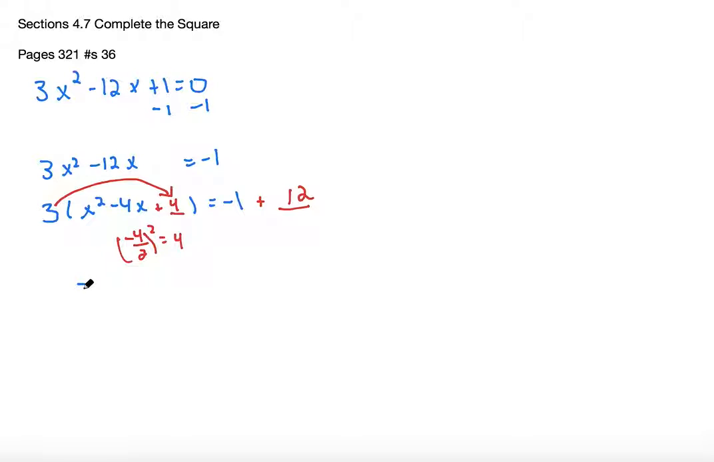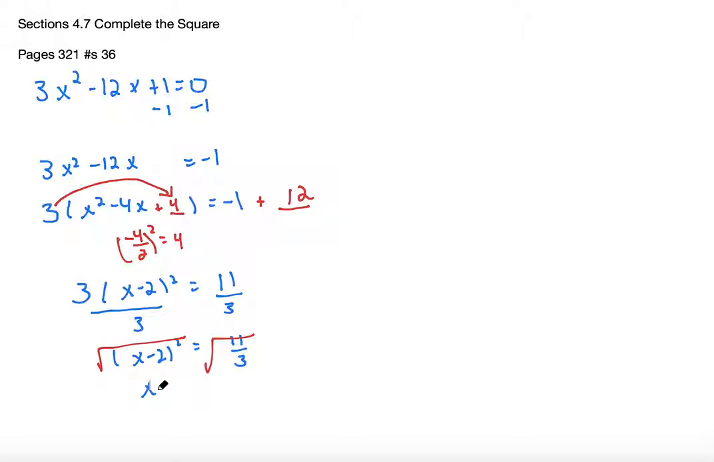So why did I complete the square? So this becomes a perfect square trinomial, and it factors to x minus 2 quantity squared, and that's going to equal 11. We're next going to divide both sides by 3. So we have x minus 2 quantity squared equals 11 thirds. And then at this point, we're going to use the square root method. Take the square root of both sides.